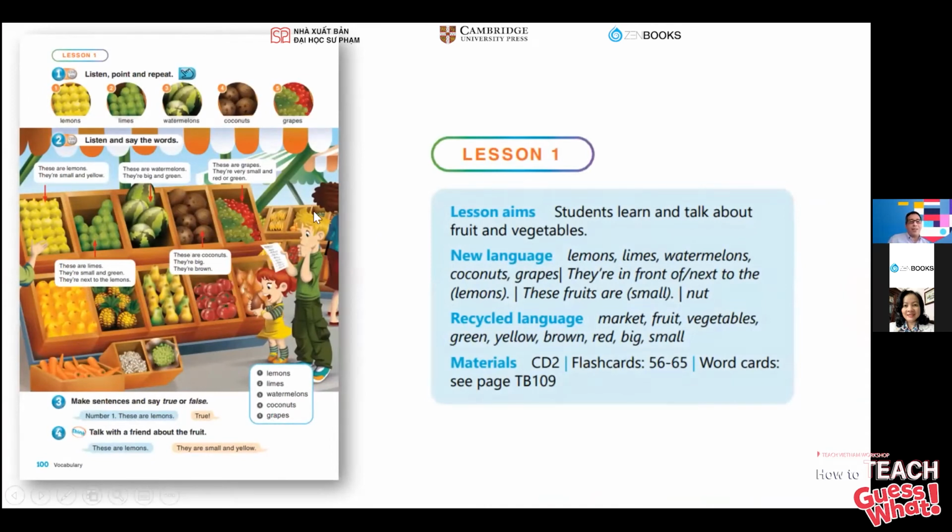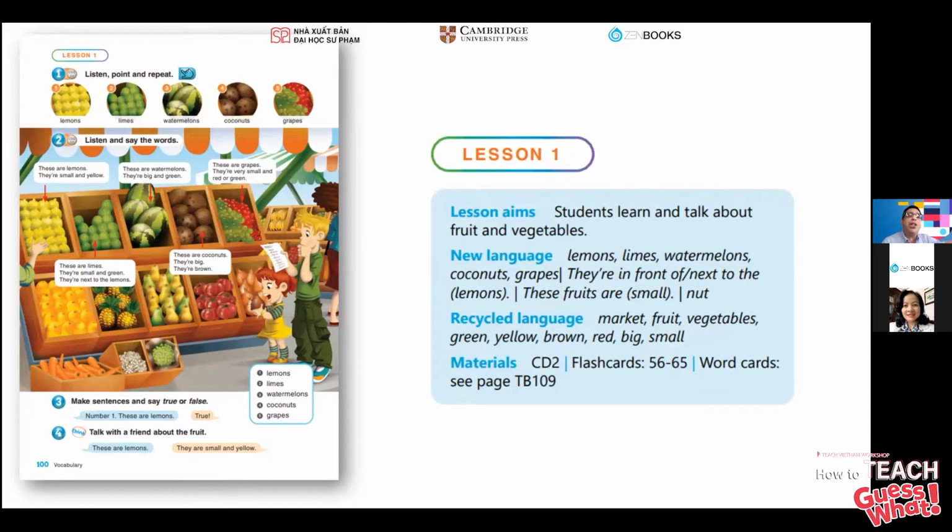And then, guess what? Each lesson would have a specific aim. So what I'm going to do for the rest of this presentation is go through and show you how the lesson aims work. And with lesson 1 for this unit, you can see I have vocabulary aims. Students learn and talk about fruit and vegetables. And I can see the new language that we want to learn. And I can see the recycled language, because as we know, when teaching young learners, we don't just need to give them new things in every lesson.